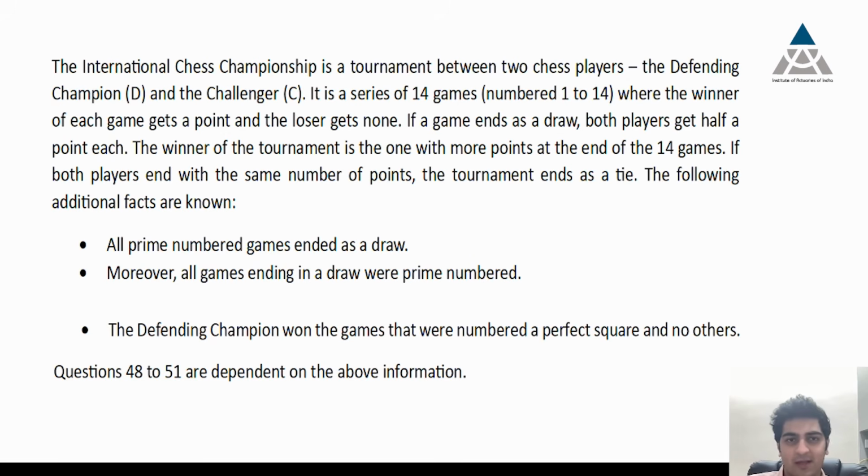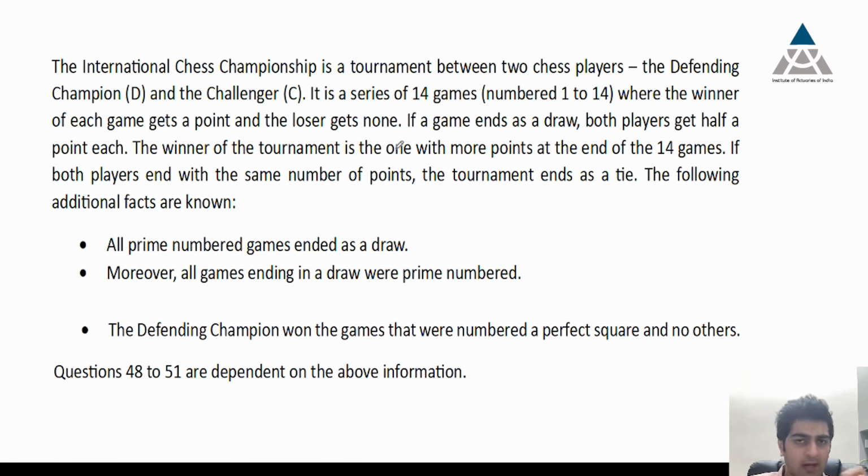The International Chess Championship is a tournament between two chess players, the defending champion and the challenger. If you remember the latest tournament, Gukesh was the challenger, Ding Liren was the defending champion, and Gukesh naturally won. Here it is a series of 14 games, numbered 1 to 14, where the winner of each game gets a point and the loser gets none. So it's a normal World Championship chess format.